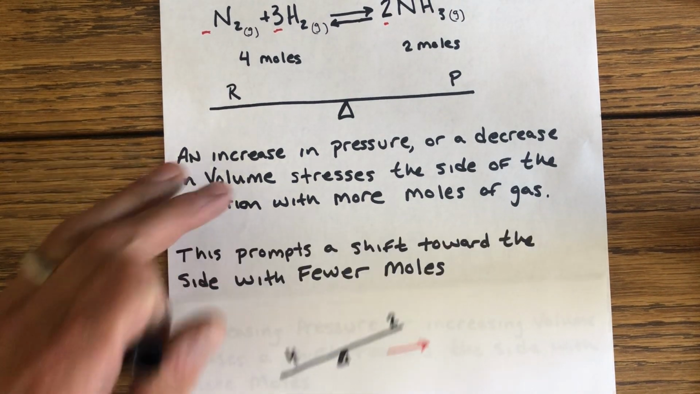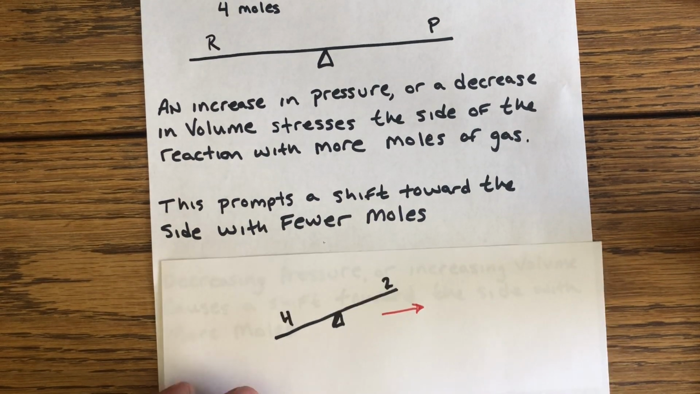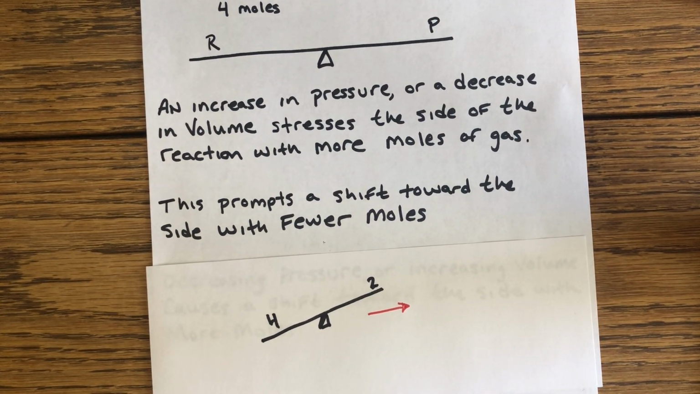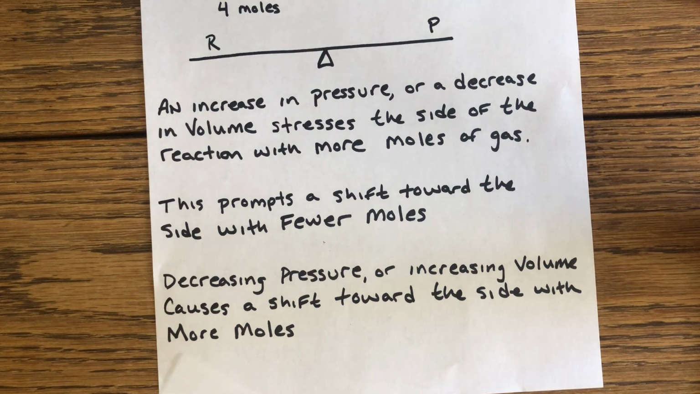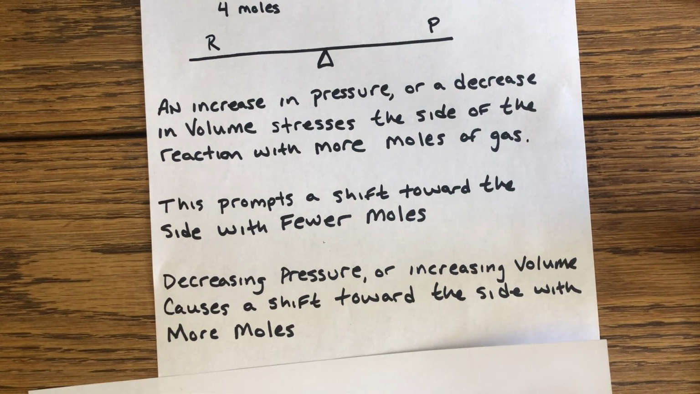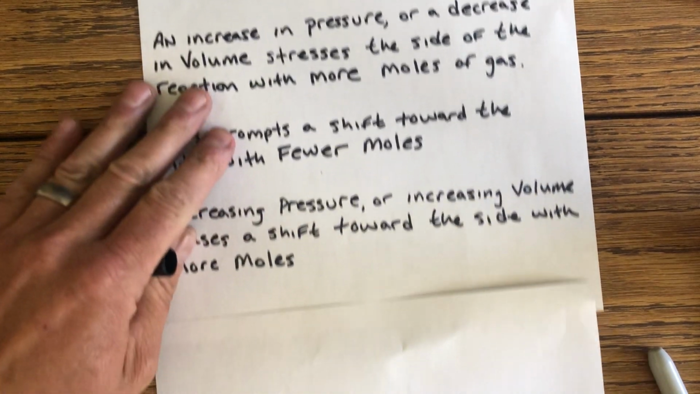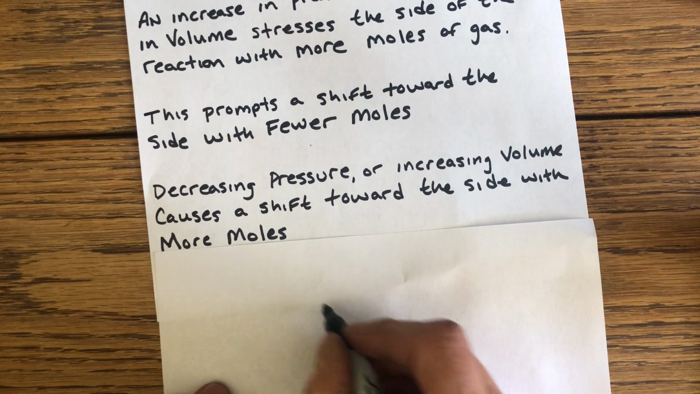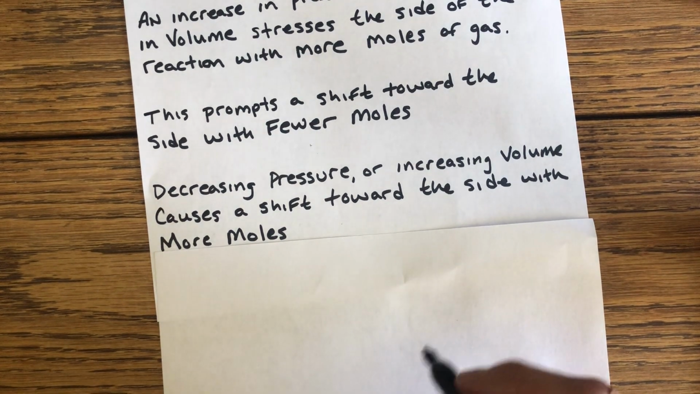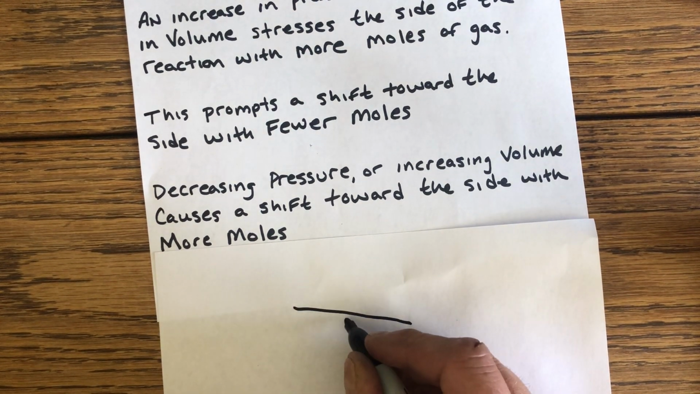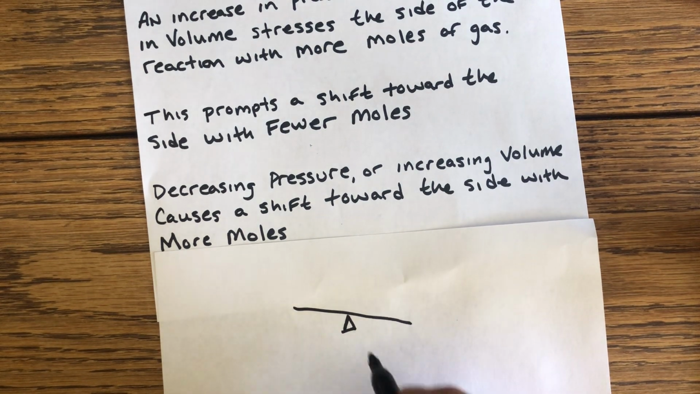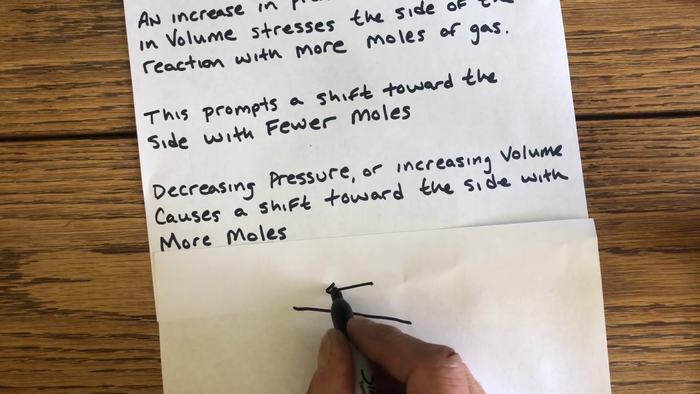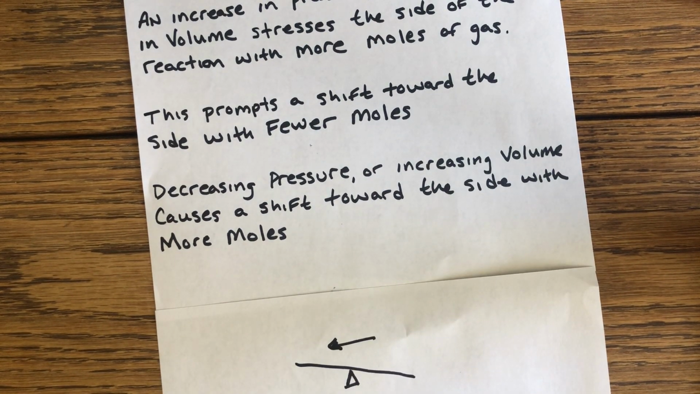Okay, so it shifts toward the side with fewer moles. All right, decreasing pressure and increasing volume shifts toward the side with more moles. Okay, so here, if we decrease the pressure, we are tipping the teeter-totter in the direction of the 2 moles, and it will prompt a shift to the left. Okay, where there are more moles.